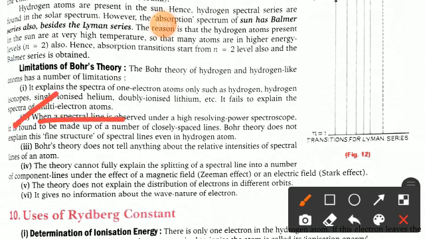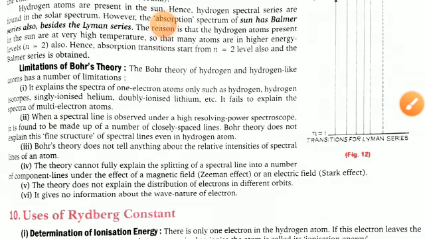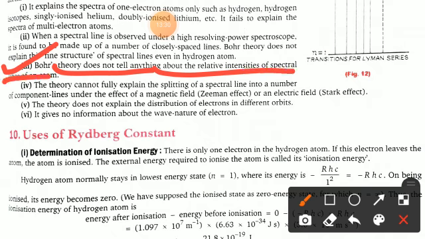When a spectral line is observed under a high resolving power spectroscope, it is found to be made up of a number of closely spaced lines. So Bohr theory does not explain the fine structure of spectral lines even in the hydrogen atom. Clear? Now come to the third one. Bohr theory does not tell anything about the relative intensity of the spectral lines of an atom.